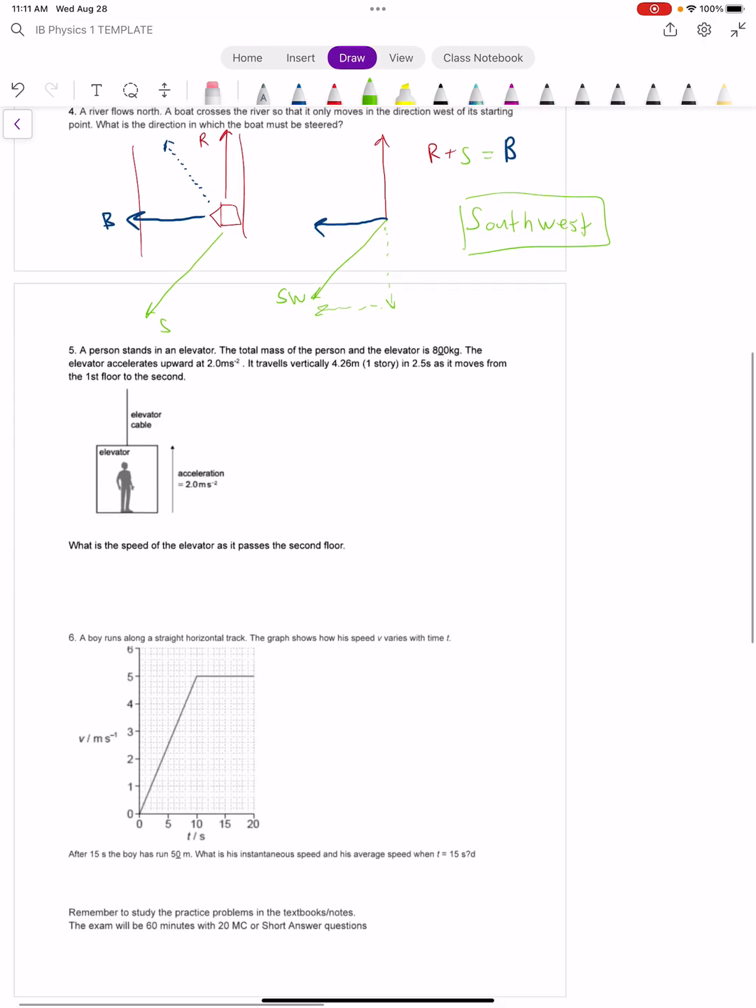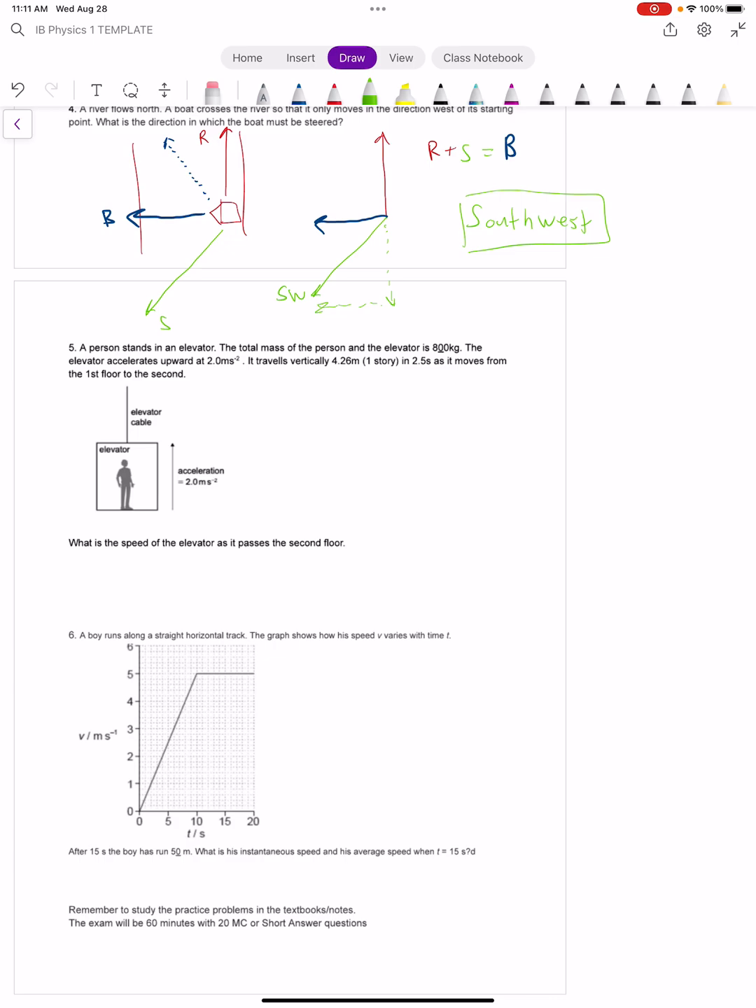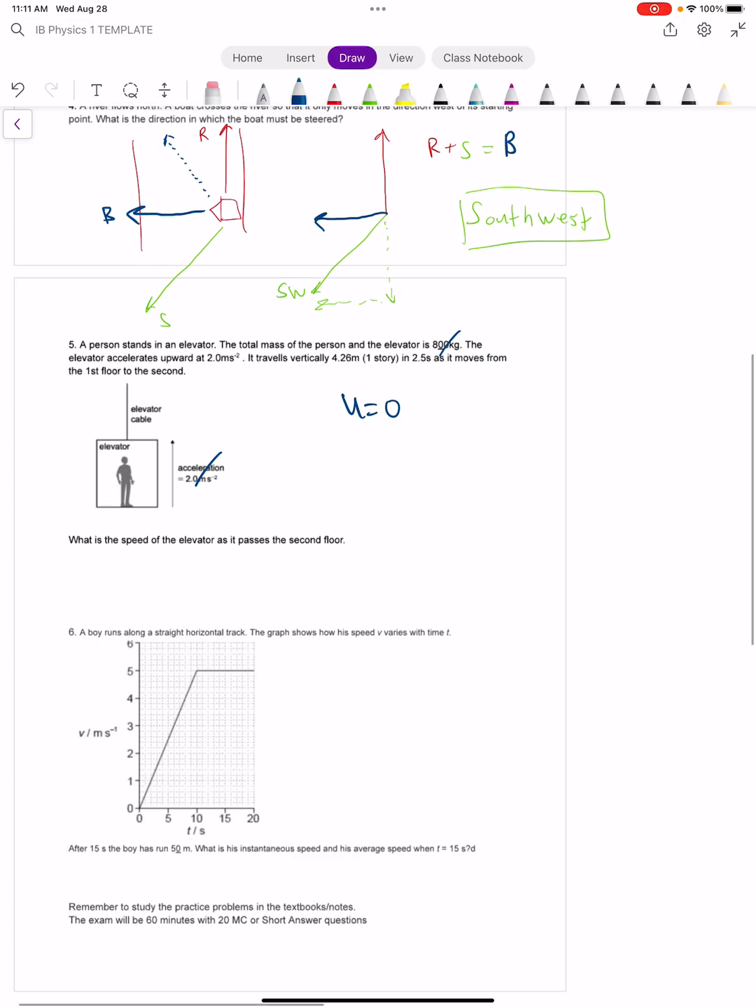All right, number 5. This question had acceleration in it, which we don't really need to know, and it has mass in it. So we're just going to focus on that the elevator starts at 0. Now, when you get on the elevator, it has 0 velocity. When you go up, it starts to speed up. But we don't care about the acceleration. We just care about what's the velocity when it passes the second floor.